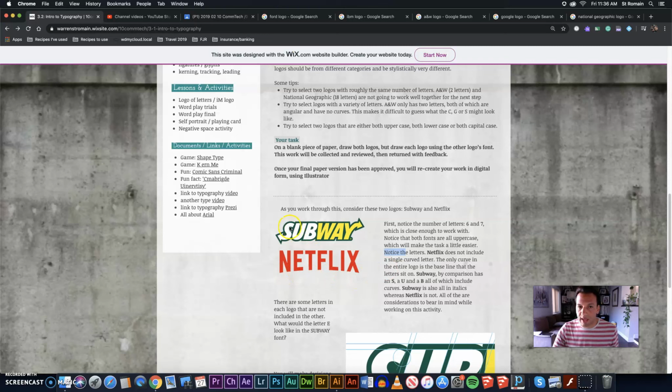If I have to do the S, how's that going to work? I've got to look at that E and make some guesses. Subway, by comparison, has an S, a U, and a B, all of which include curves. Subway is also all in italics, whereas Netflix is not. All the above considerations are things to bear in mind while you're working on the activity.